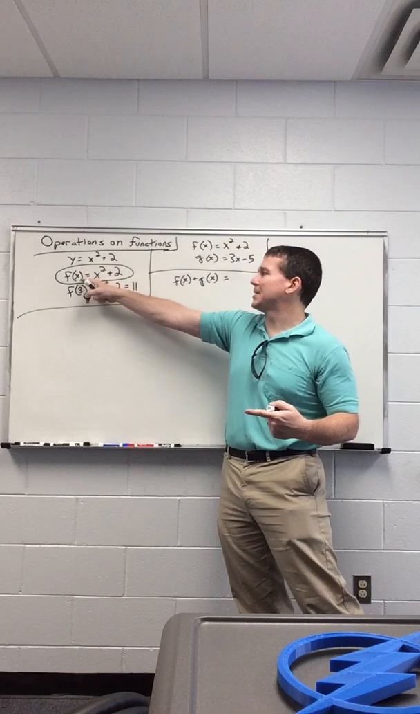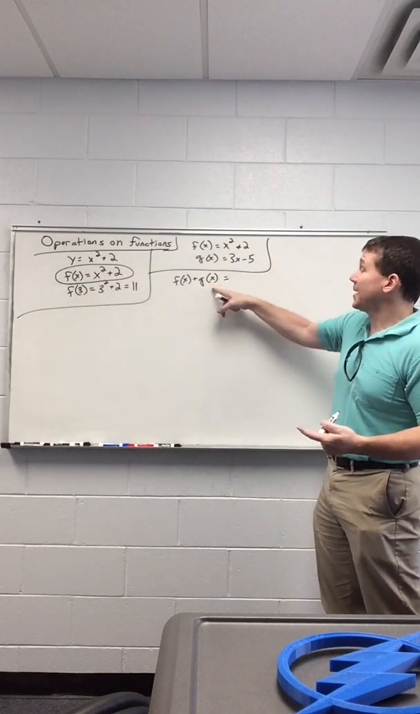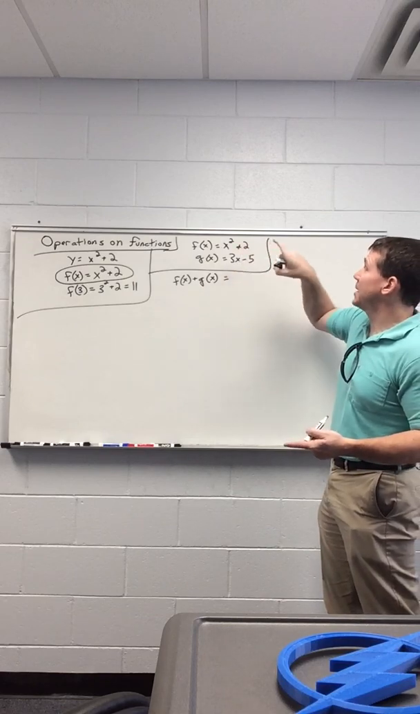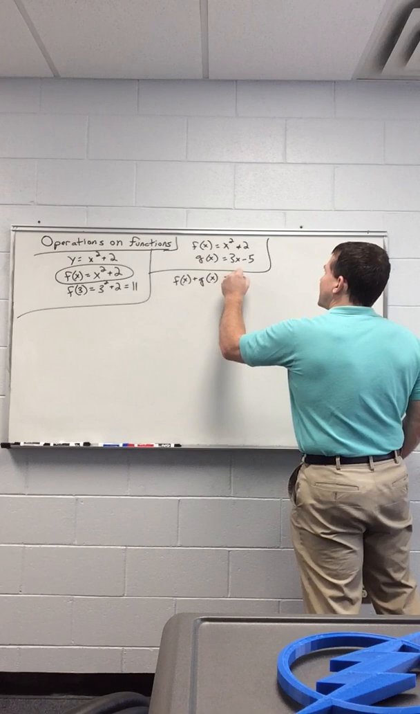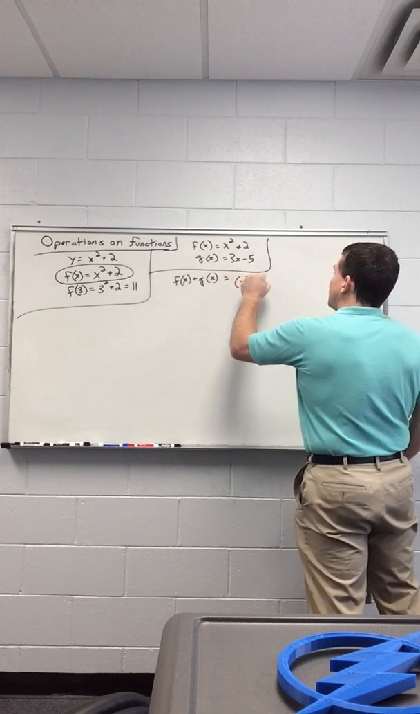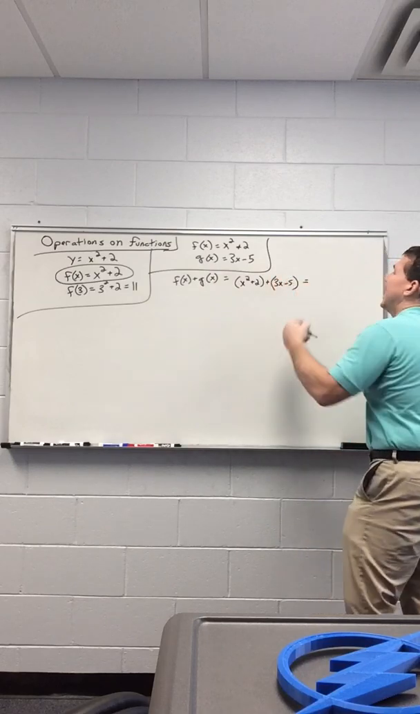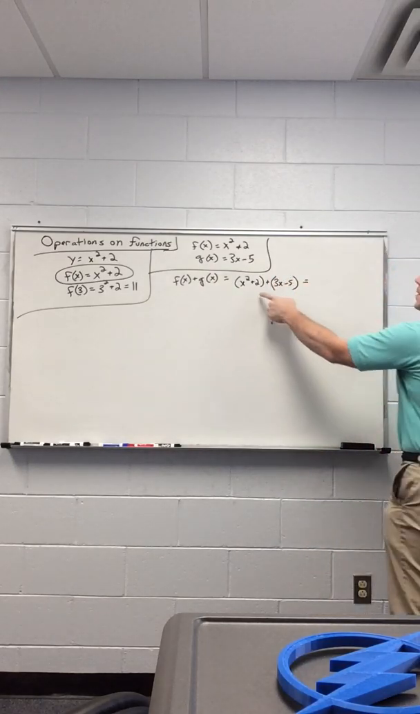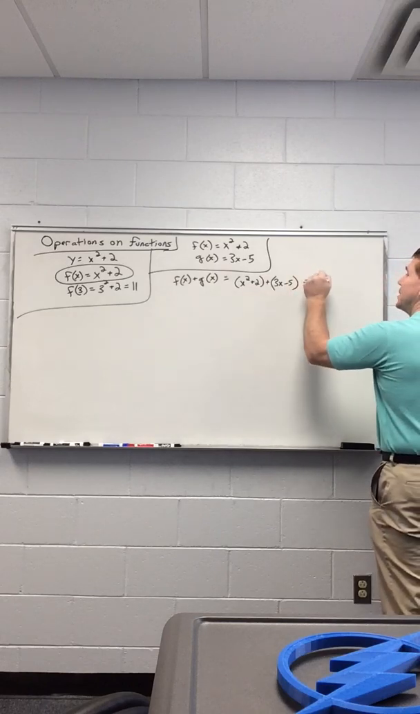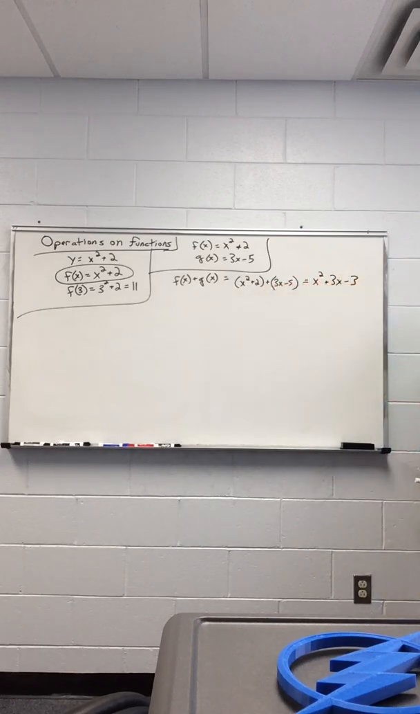In the same way that I substitute and replace the x with a 3 to solve it, f of x plus g of x is just f of x plus g of x. So I get f of x, which is x squared plus 2, plus g of x, which is 3x minus 5. You don't need the parentheses here, but I'm doing them deliberately for the other stuff we're going to do. Now just combine like terms. There's an x squared, there's a 3x, then I have a 2 minus 5, which is negative 3.